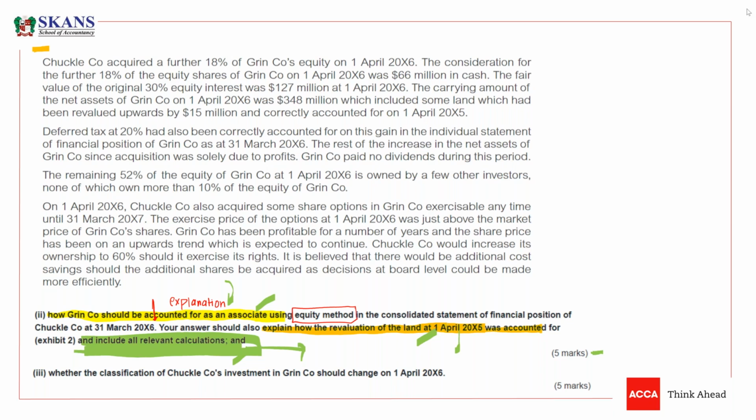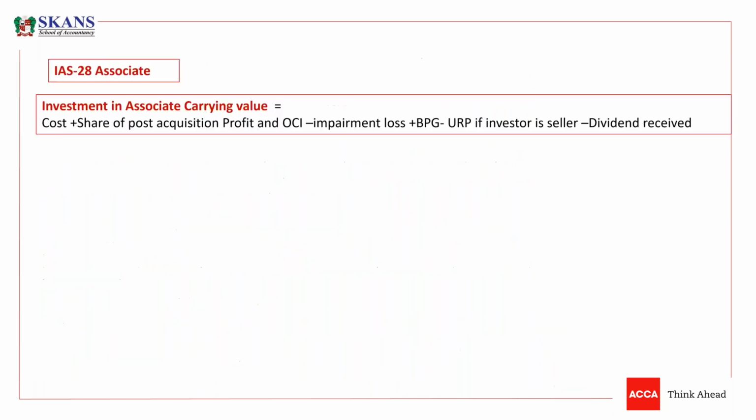Listen carefully now. Okay, guys. So how to deal with an associate? We need to revise. This is investment in associate, the carrying value. We write investment in associate under the equity method. Initially we write it at cost. Then we pick the share of profit, post-acquisition profits, and OCI. Profits means retained earnings. We pick the associate's share of retained earnings.